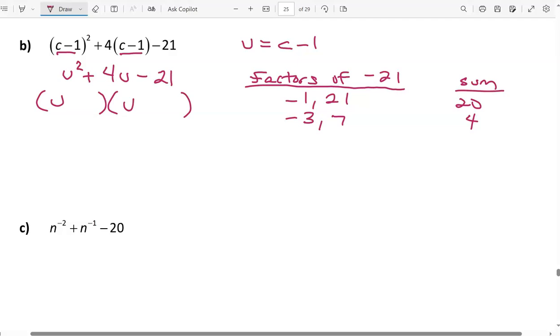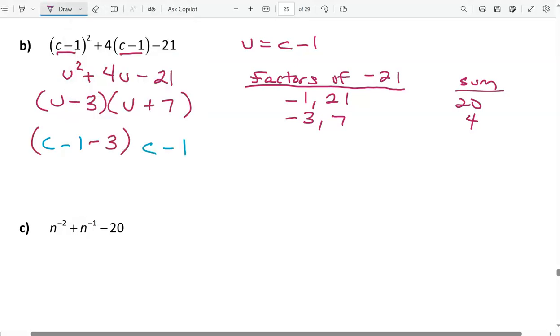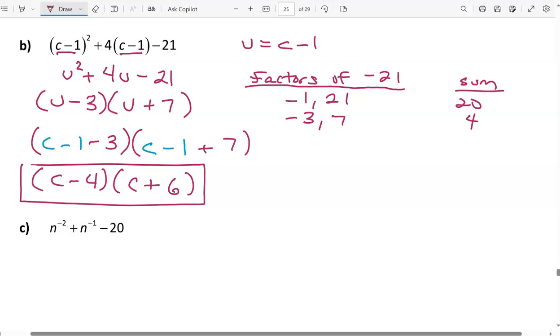The firsts in each parentheses are going to be u, because u times u is the first term in the trinomial we're trying to factor. U times u is u squared, so u minus 3, u plus 7. We have one more thing left to do, and that's replace each of those u's with the c minus 1. So c minus 1 minus 3 times c minus 1 plus 7, and then simplify each factor. C minus 4 times c plus 6 is our final result, because our goal here was to write the factors.